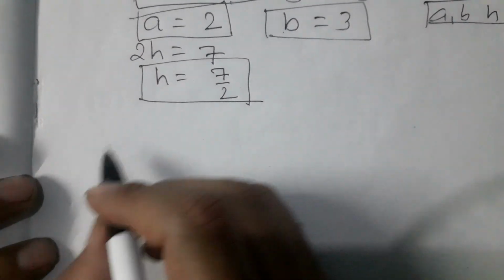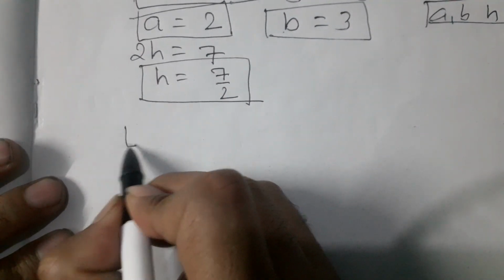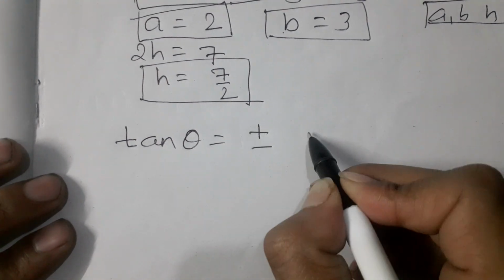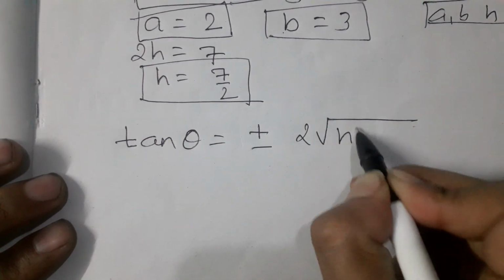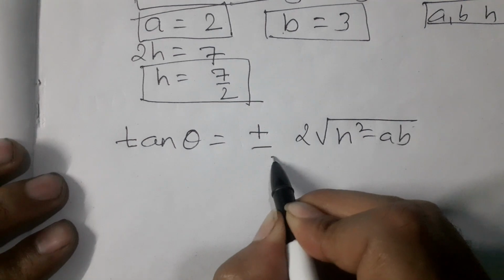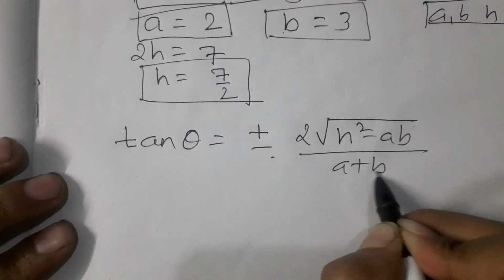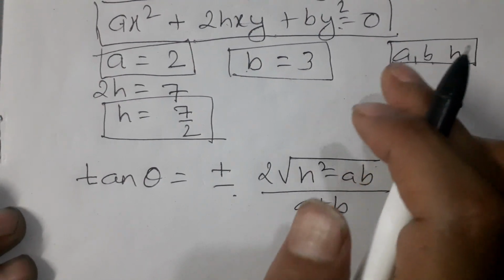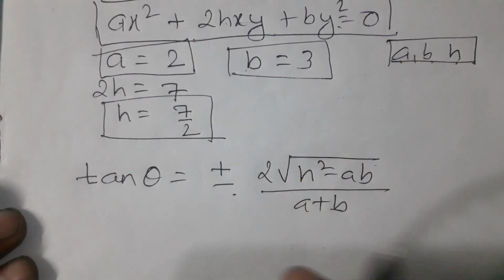So now to find the angle we have one special formula. Now this is the most important point here. So tan theta is equal to plus minus 2 root under h square minus ab by a plus b. Because of this formula we were required to find ab. That's why I did not tell you about ab at that time. Now I'm telling you why ab is very important.